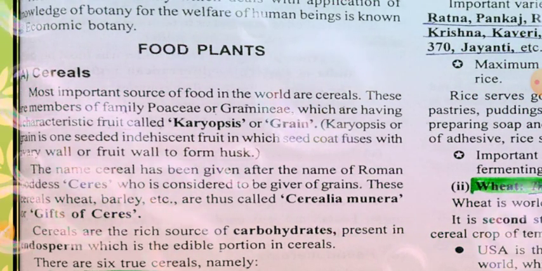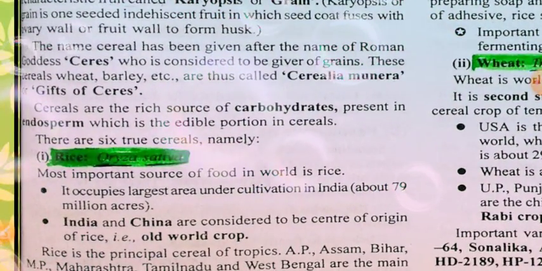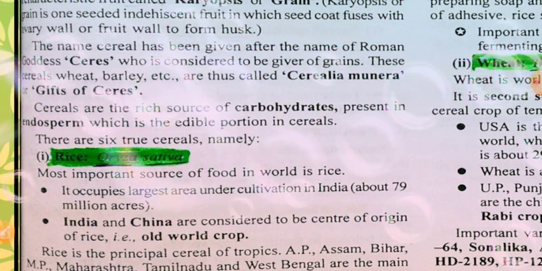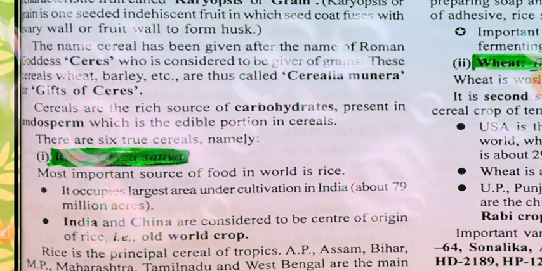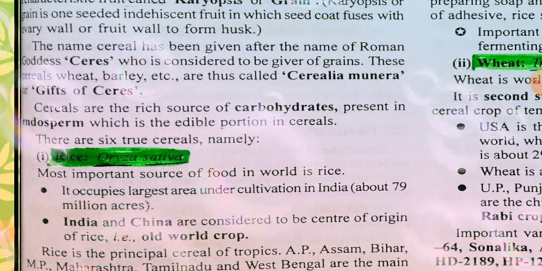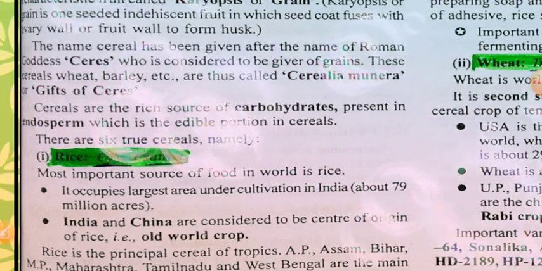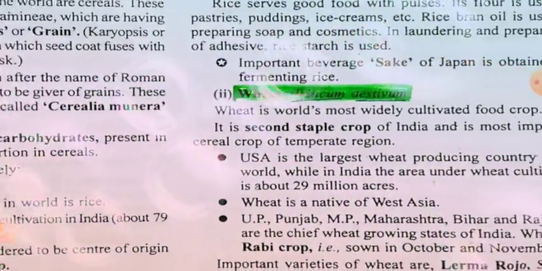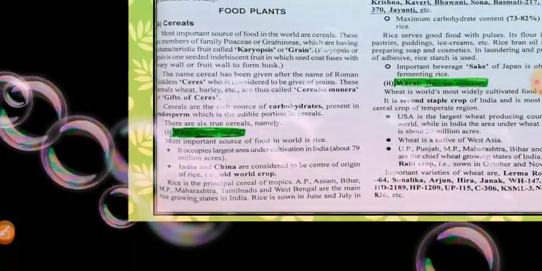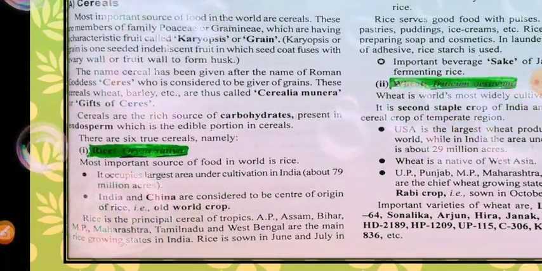Rice is a full source of carbohydrates. We know everything about rice, that it is full of carbohydrates, present in the endosperm, which is the edible portion of the cereals. There are six true cereals: rice, wheat, barley, oats, bajra, and others. So let's start with the different types of the six true cereals.